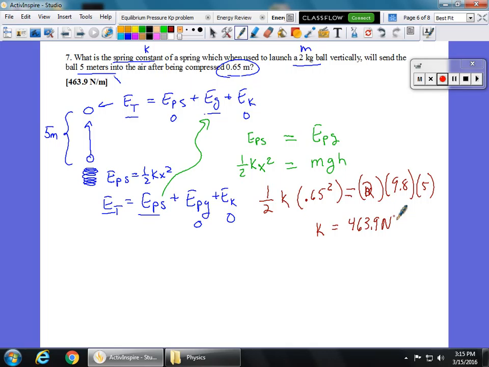463.9 newtons per meter. And again, we're setting these equal because the spring energy at the bottom here, that stored energy, is turning into stored gravitational potential energy at the top. So conservation of energy tells us it's okay to set those two equal.